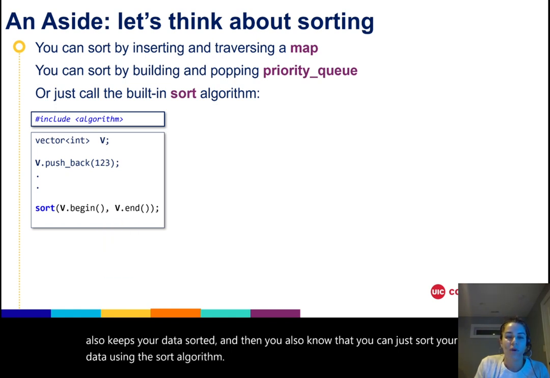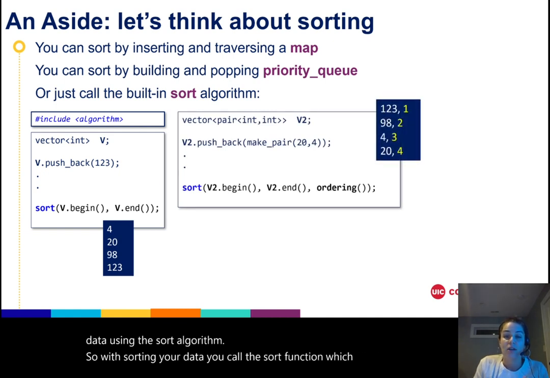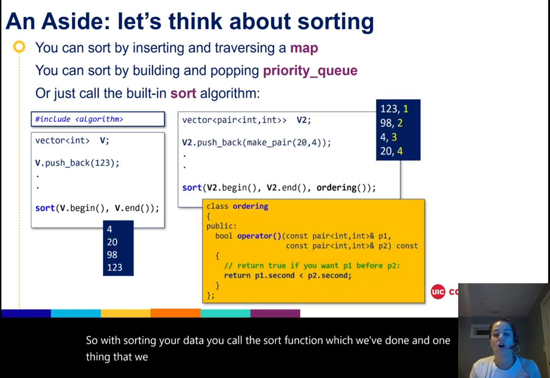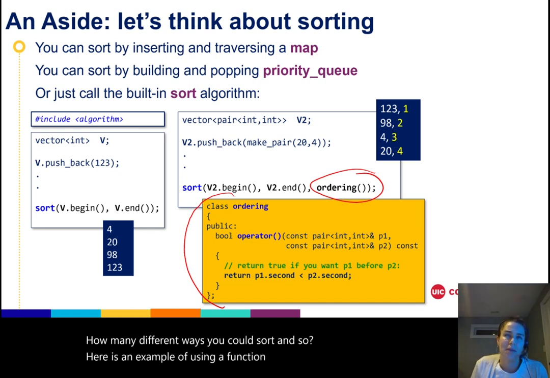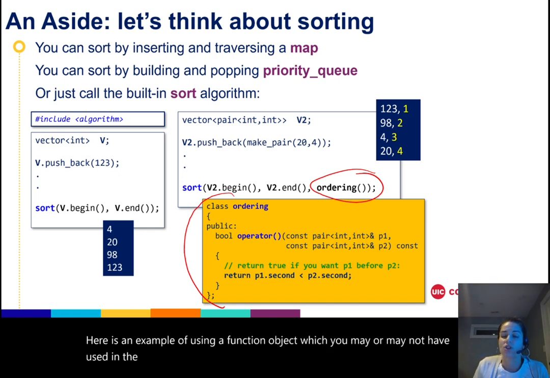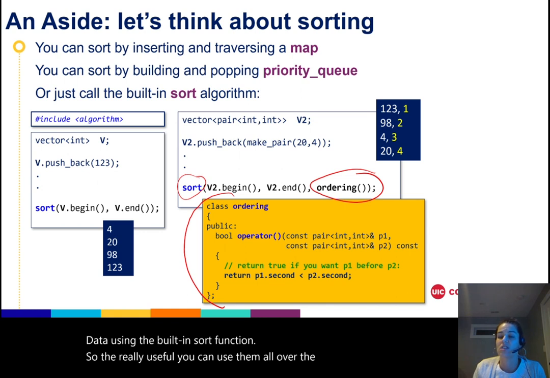With sorting your data, you call the sort function, which we've done. And one thing that we didn't do is talk about how many different ways you could sort. Here is an example of using a function object, which you may or may not have used in the past, in order to sort data using the built-in sort function. They're really useful. You can use them all over the different containers and abstractions in C++.